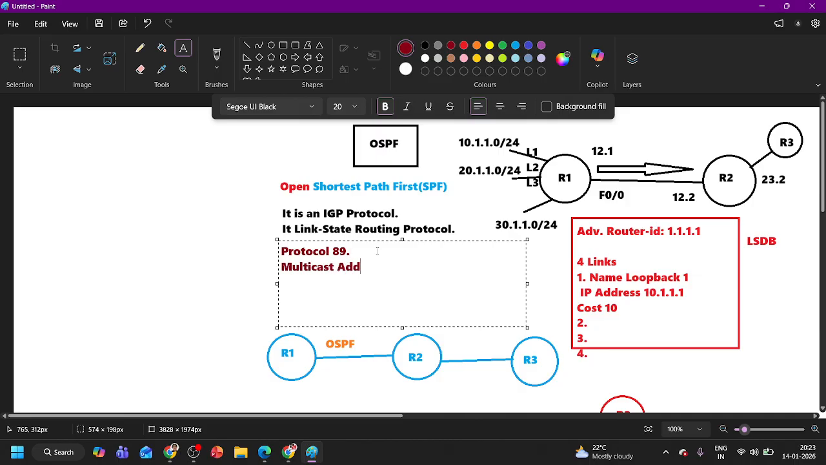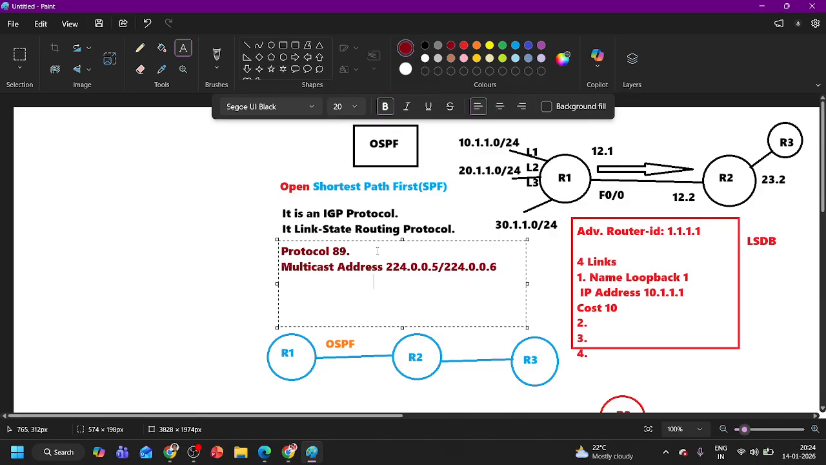It uses two multicast addresses. EIGRP uses how many multicast addresses? One. But OSPF uses 224.0.0.5 and 224.0.0.6. Question again: why is it using two multicast addresses and how will it use them? Because in EIGRP we have seen how dynamic routing protocols work, only one multicast address is required. But in OSPF we have multiple types of routers. You are going to learn all those types of routers. One is DR and BDR. DR is the designated router and BDR is the backup designated router. Those two are special types of router in OSPF.